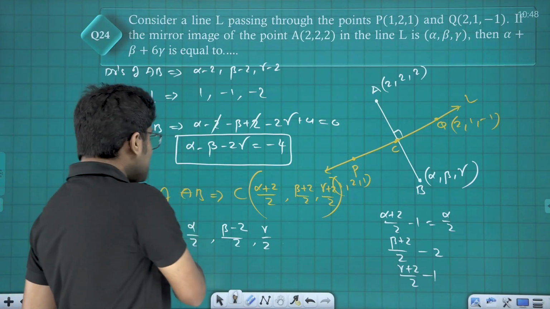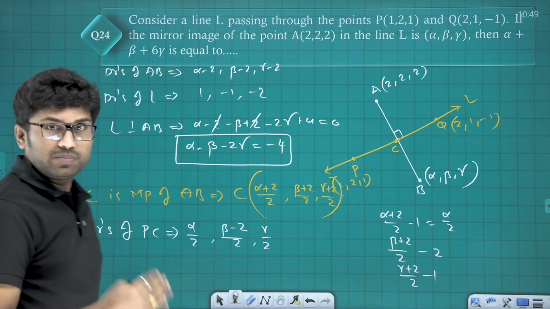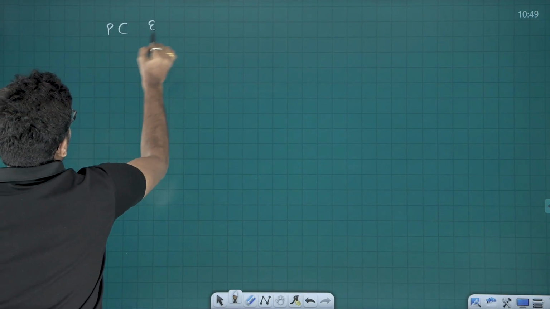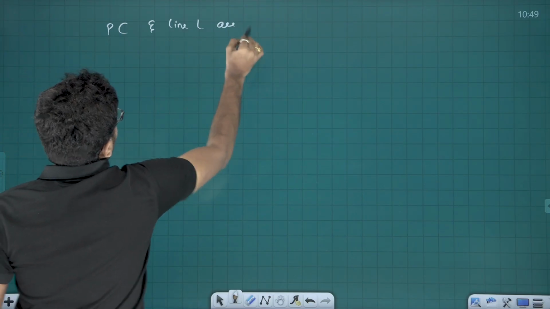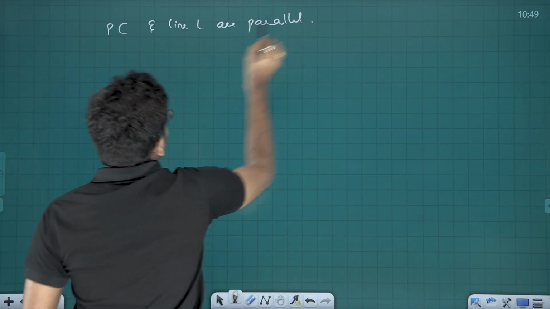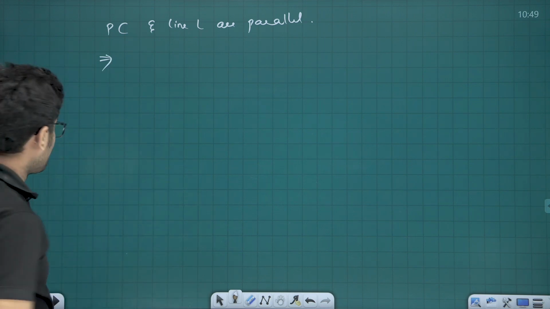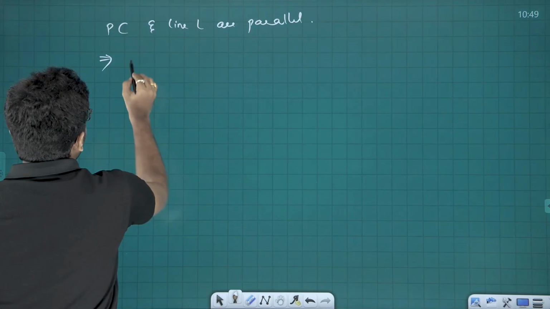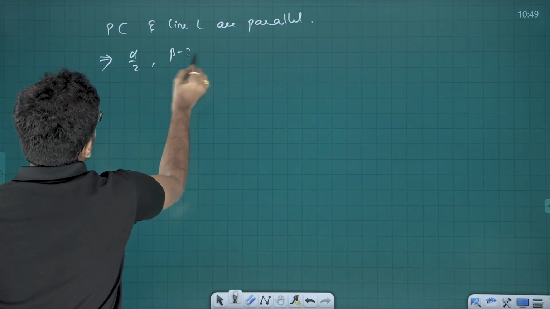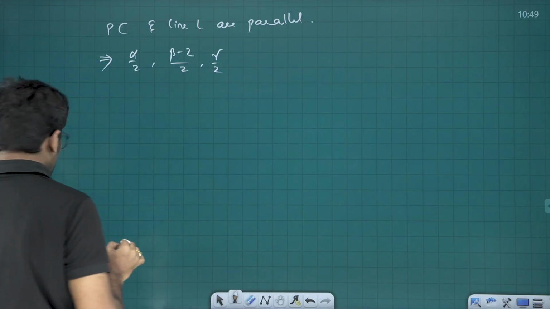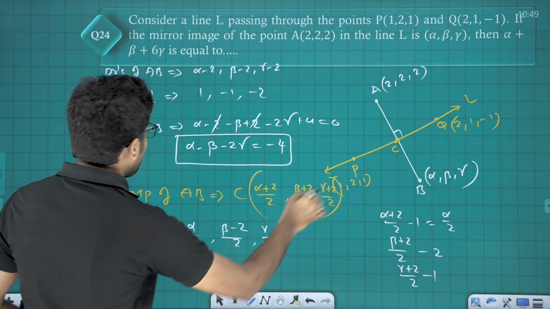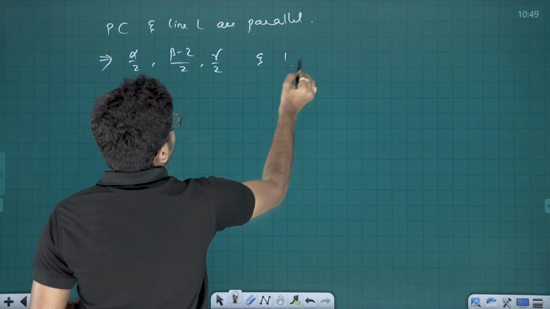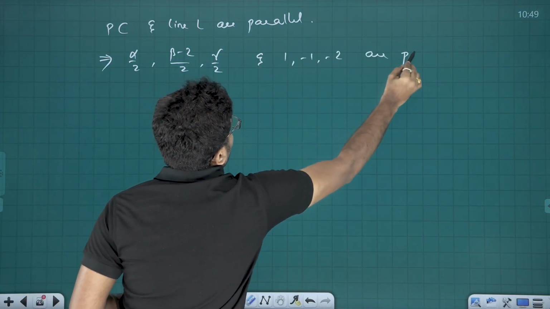Now PC and line L are parallel to each other. If they are parallel, then their DRs will be proportional. That means alpha by 2, comma, (beta minus 2)/2, comma, gamma by 2. These DRs and line DRs are, what are the DRs of line? 1, minus 1, minus 2. They are proportional friends.